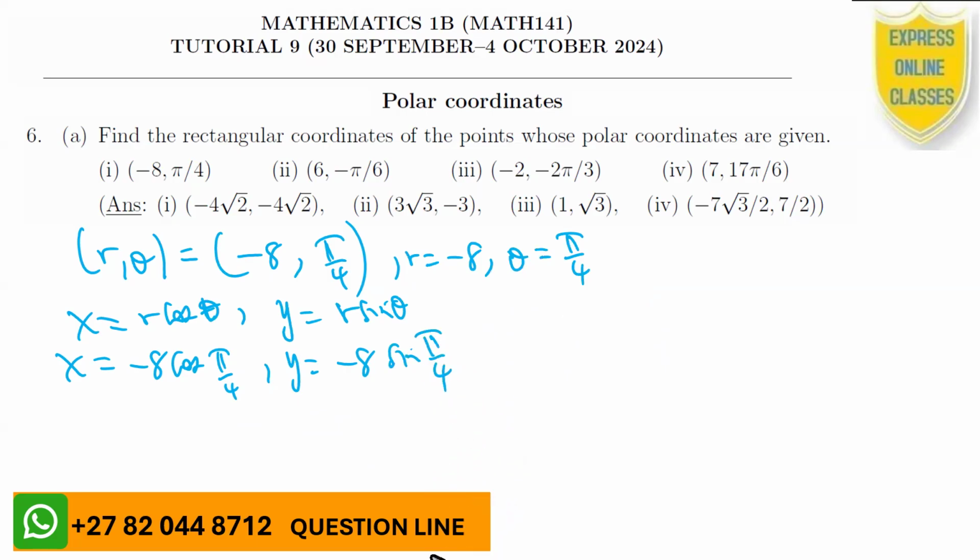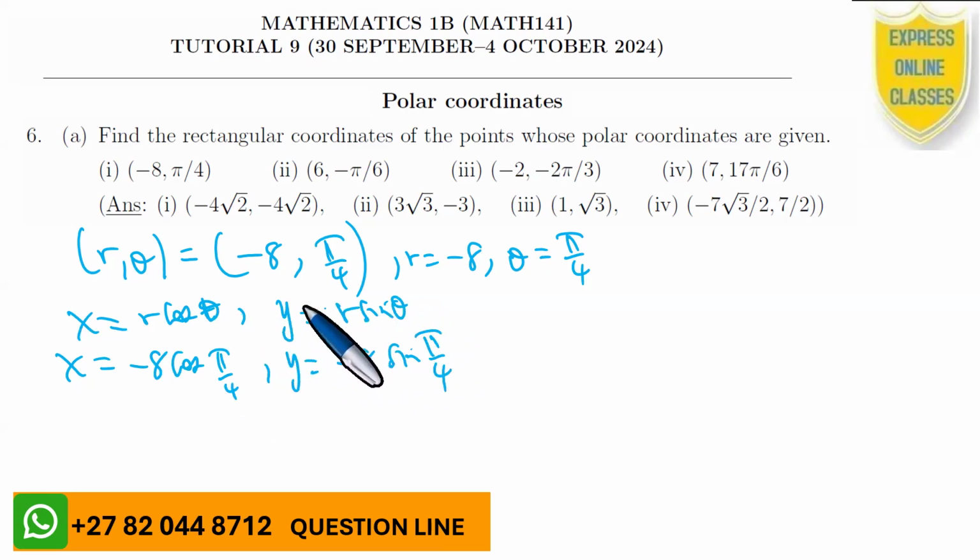Can you please explain why we have selected x equals r cos theta? Is it always like that? Always, always. It's a formula that connects the r, theta to x, and the formula that connects the r, theta to y is this one.